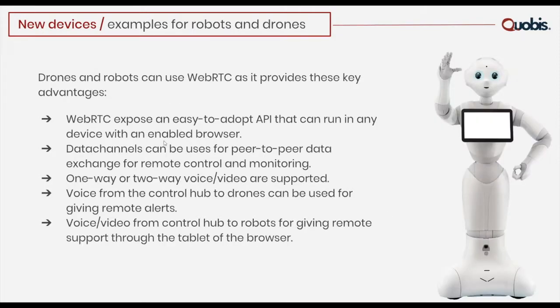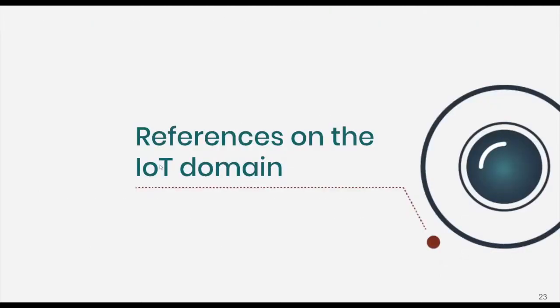WebRTC makes sense. Another one is robots and drones, with robots like Pepper from SoftBank. That is the picture that we have in this slide. We can use not only data channels to take control of the device, we can use voice and video to broadcast using the tablets that the Pepper is providing. And also voice could be used for drones in case of any type of remote alerts that you would like to manage by voice. In the case of drones also, it could be a good technology.